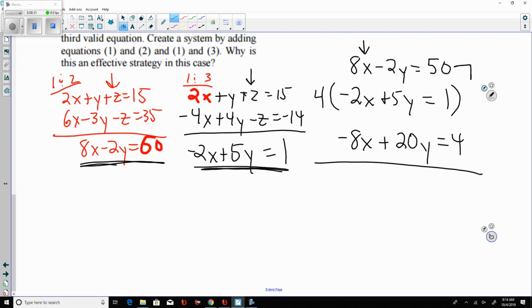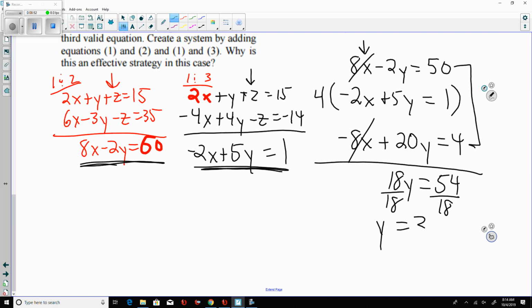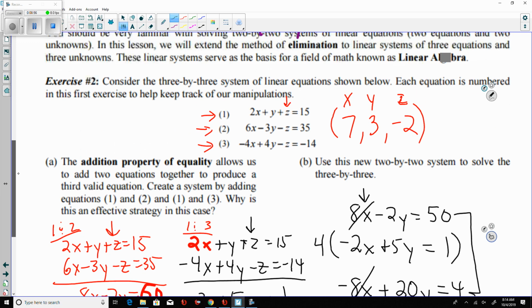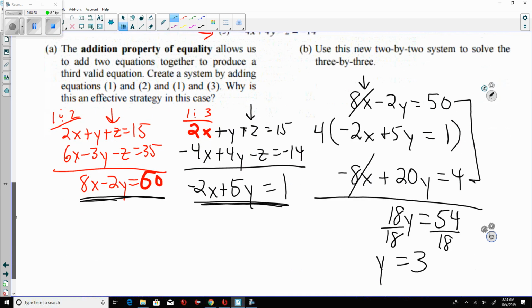So the two equations I'm looking at are the top and the bottom. As you can see, the x's cancel. Then I have negative 2y plus 20 is an 18y. And then I have a 50 plus 4 is a 54. Divide by 18, divide by 18. Y equals 3. And we check that all the way back up here. Yep, y is 3. We're all good.